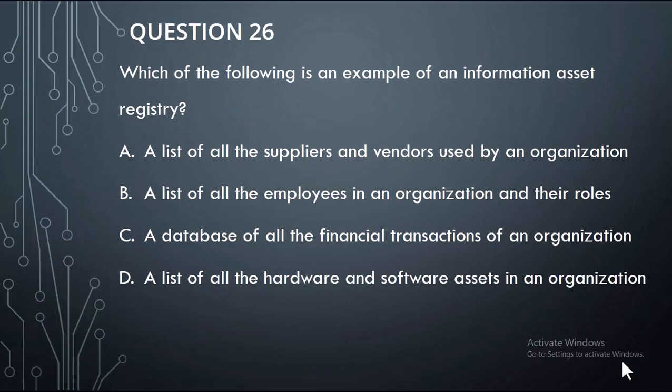Question 26. Which of the following is an example of an information asset registry? A. A list of all the suppliers and vendors used by an organization. B. A list of all the employees in an organization and their roles. C. A database of all the financial transactions of an organization. D. A list of all the hardware and software assets in an organization. The correct answer is option D. An information asset registry is a list of all the hardware and software assets in an organization.